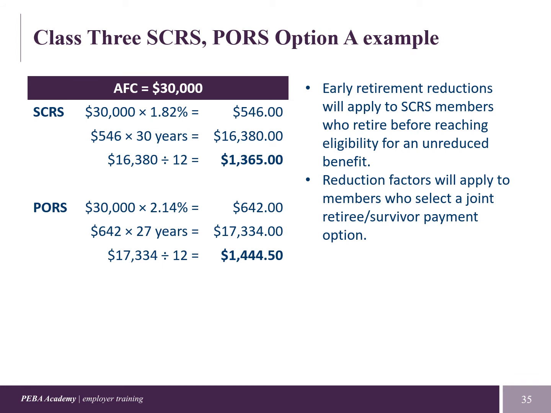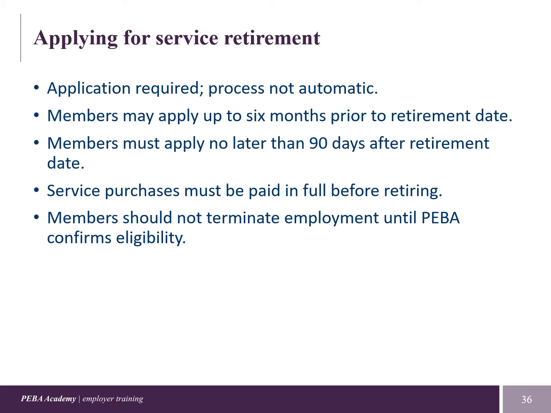The monthly benefit calculation for Class 3 members uses the same formula as that for Class 2 members. The only difference in these examples is that the total years of service credit is higher. The benefit is also subject to early retirement and joint retiree survivor payment option reductions when applicable. All members must complete an application to start receiving their benefit. Retirement is not automatic. Members may apply no earlier than 6 months prior to their date of retirement, but no later than 90 days afterward.